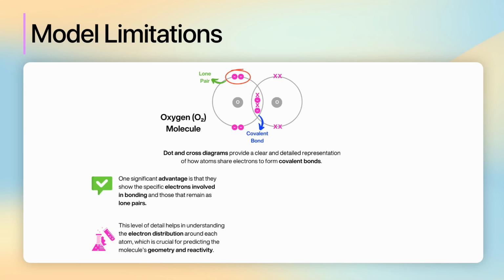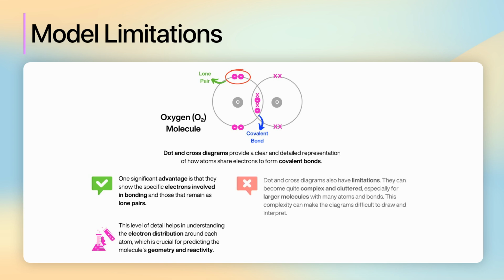geometry and reactivity. However, dot and cross diagrams also have their limitations. They can become quite complex and cluttered, especially for larger molecules with many atoms and bonds. This complexity can make the diagrams difficult to draw and interpret.